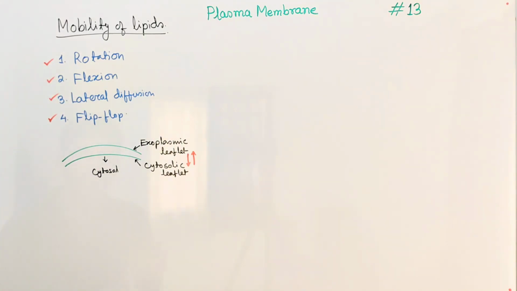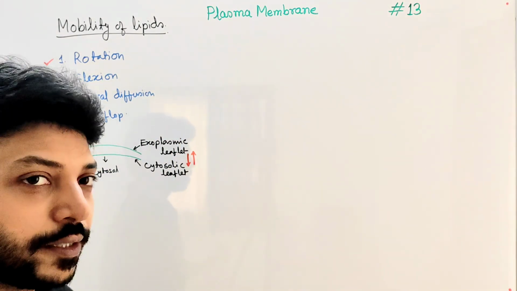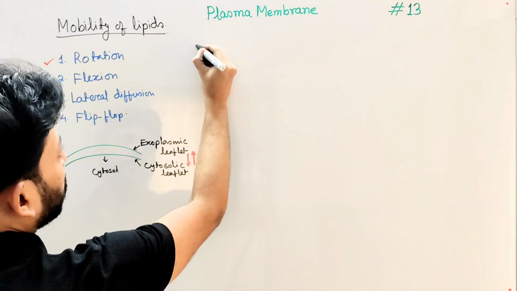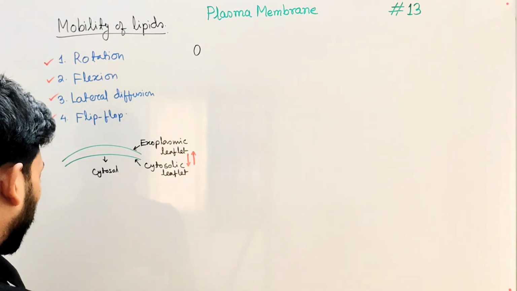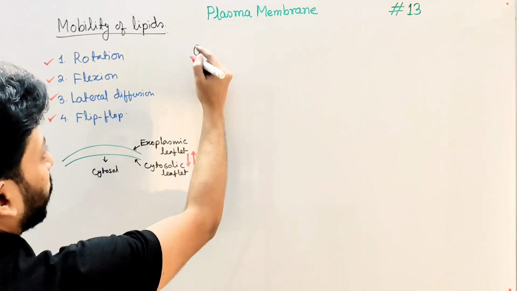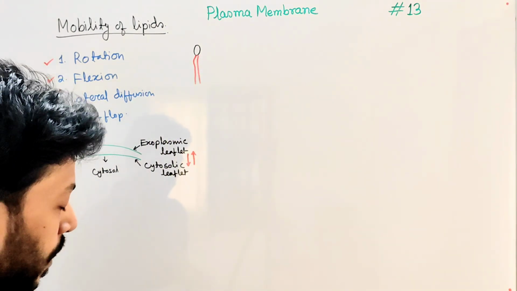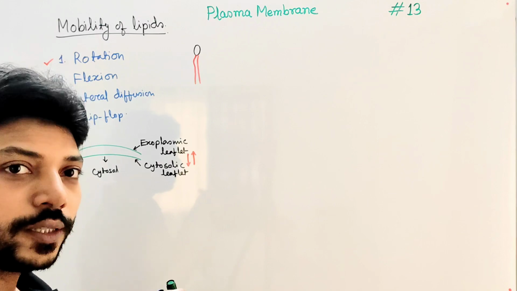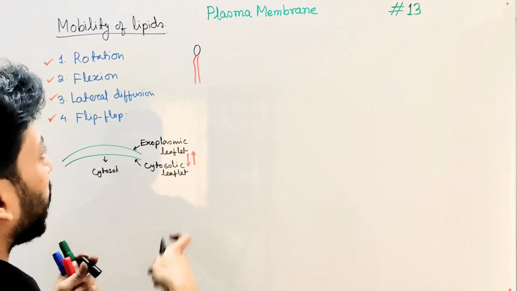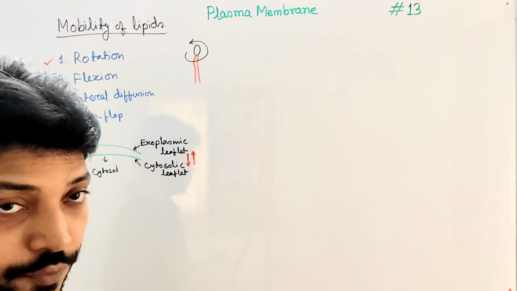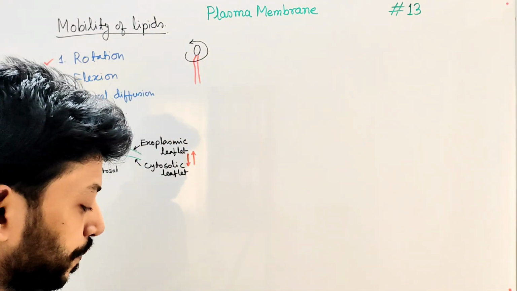Now let's talk about each and every movement in more detail. Rotation means, let's suppose this is the head group of a lipid molecule present in the plasma membrane, and these are the two fatty acid chains attached to the head group. Thermal motion helps these lipid molecules rotate around their own axis.